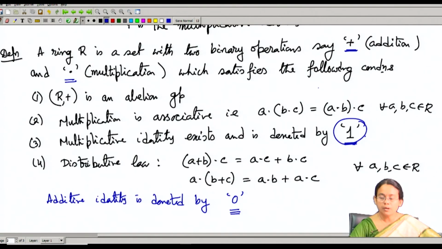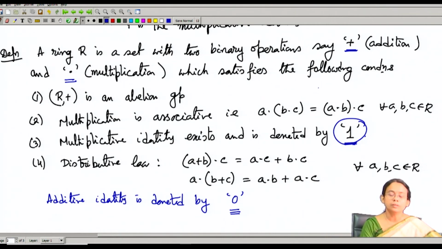So, let us start. Last time I defined what is a ring, and before giving you the formal definition of ring, I gave you several examples. Let us quickly recall the definition of ring that I gave last time. If you remember, a ring was nothing but a set with two binary operations which satisfies these four properties.